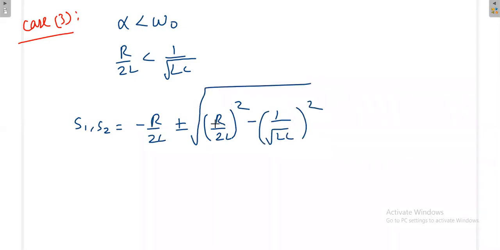Now this value is less than this value. The first term is smaller than the second term. That means if you take the difference, then definitely you will get negative. That's why I can take one minus outside. So square root of minus is j. Then I can put like this.